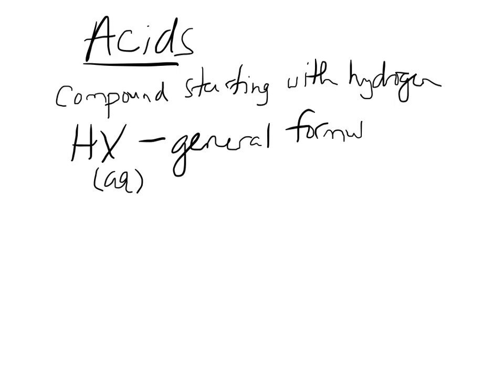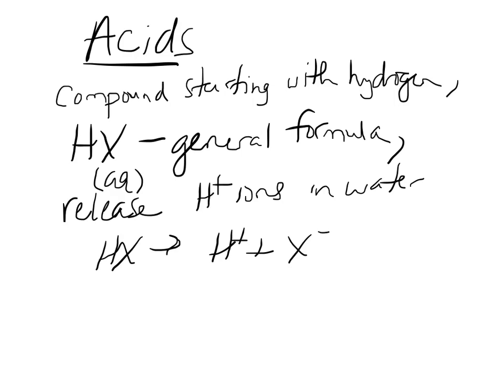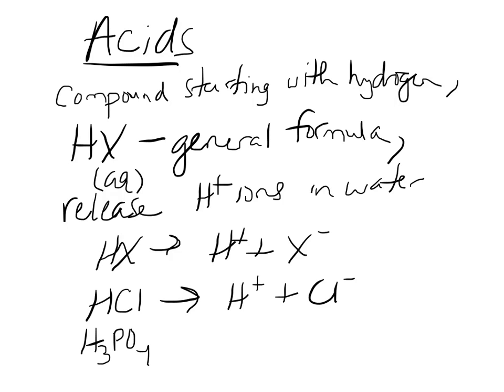And I didn't create a worksheet for this, so you're going to have to just jot these notes down. You are expected to know this information. And they release hydrogen ions in water. So you might remember from doing net ionic equations, HX would give you hydrogen ions and then whatever other ion it was. So if it's hydrochloric acid, it's going to give you hydrogen ions and chloride ions. If it's phosphoric acid, it's going to give you hydrogen ions, 3 of them, and it gives you phosphate ions.